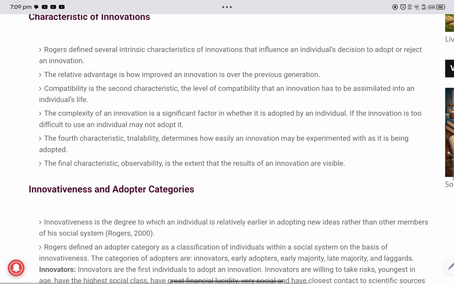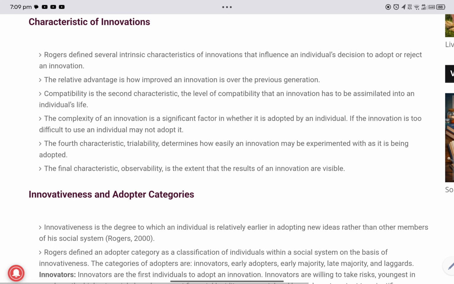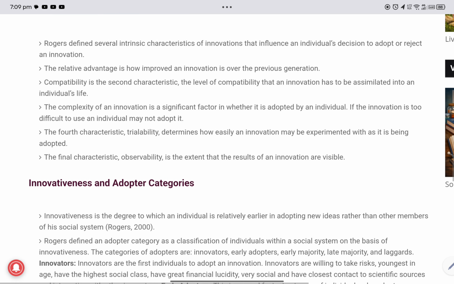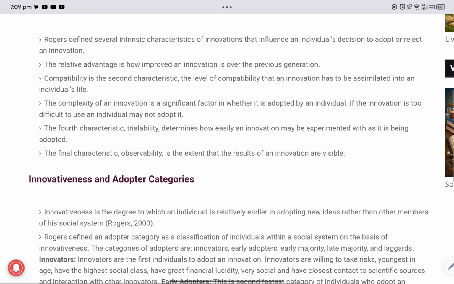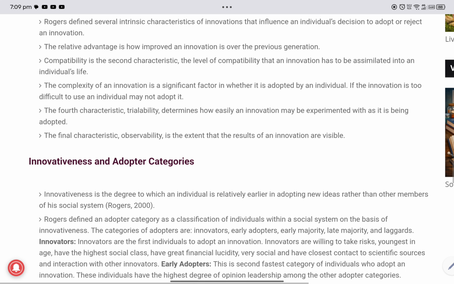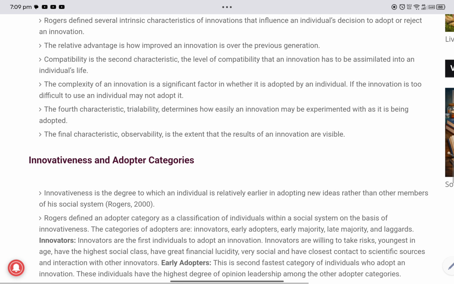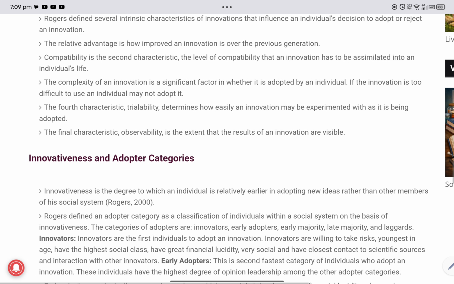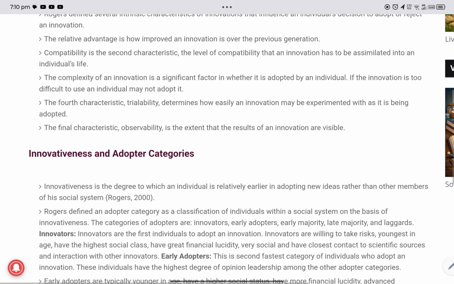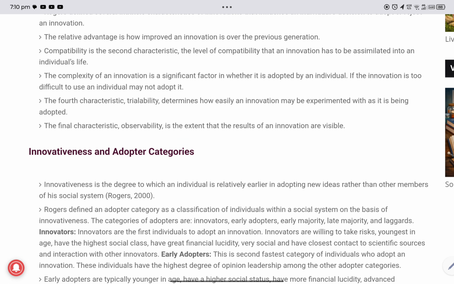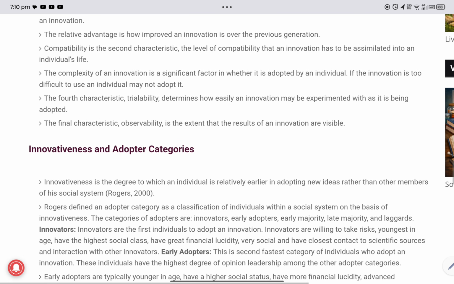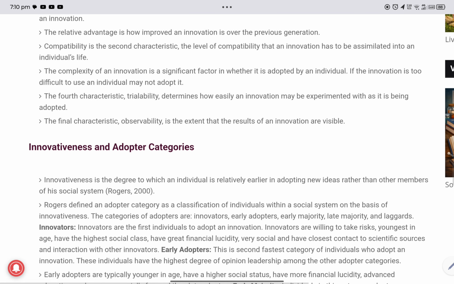Characteristics of innovation. Rogers defines several intrinsic characteristics of innovation that influence an individual's decision to adopt or reject an innovation. The relative advantage is how improved an innovation is over the previous generation. Compatibility is the second characteristic, the level of compatibility that an innovation has to be assimilated into an individual's life.